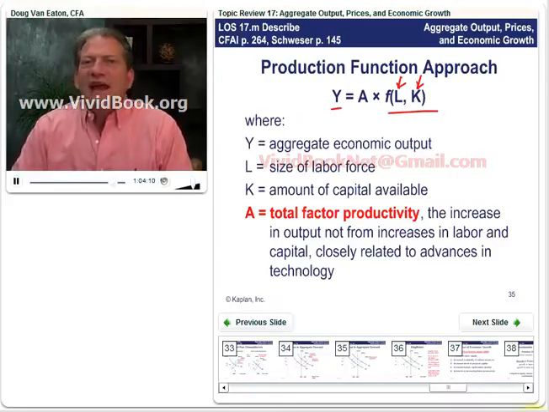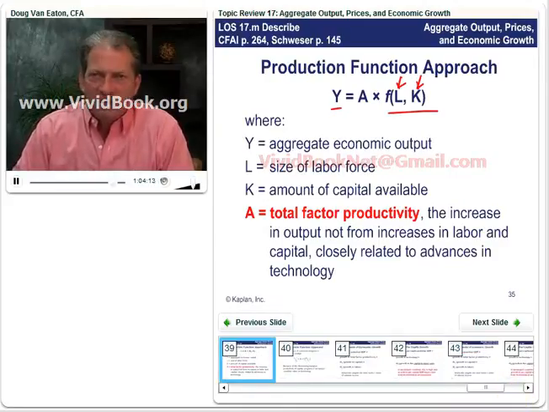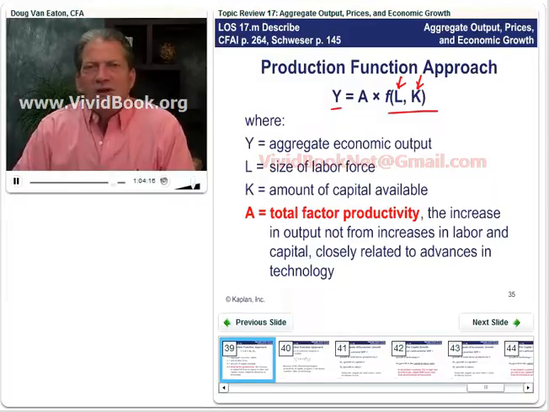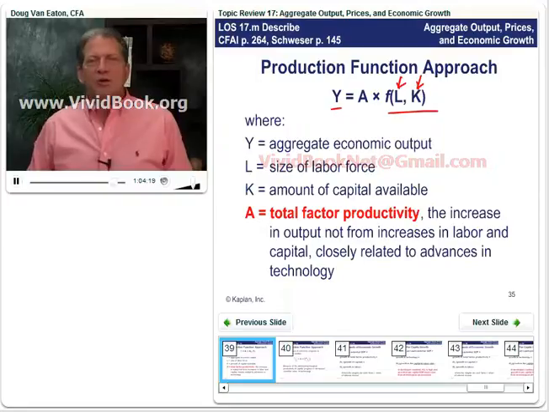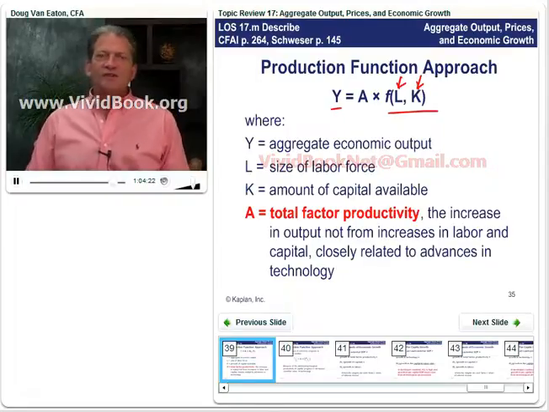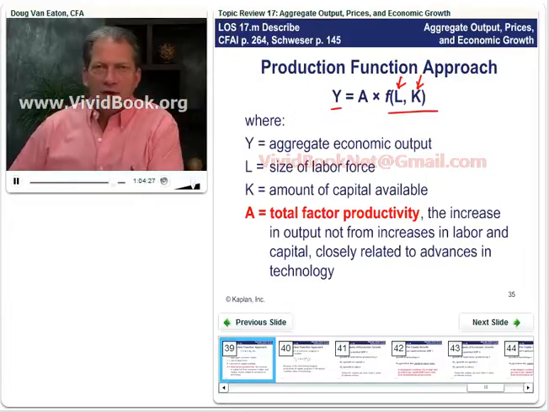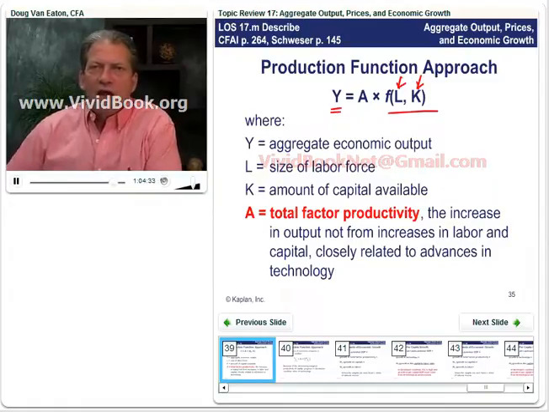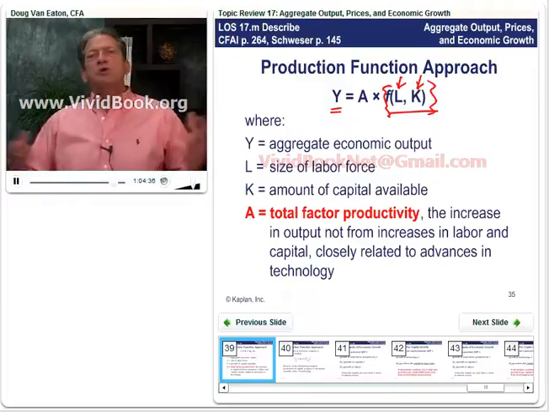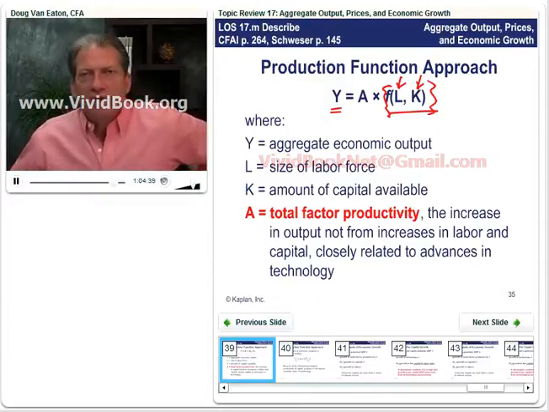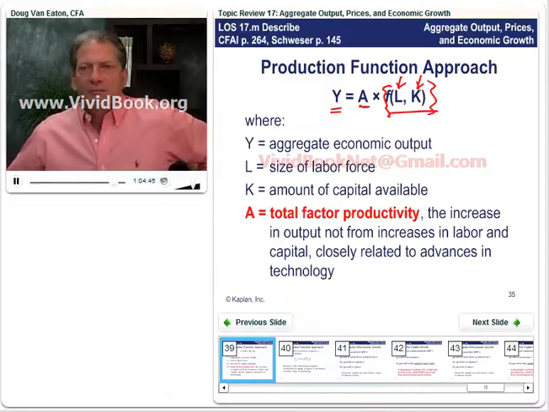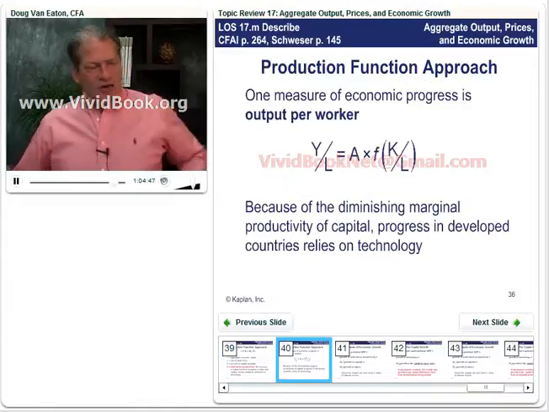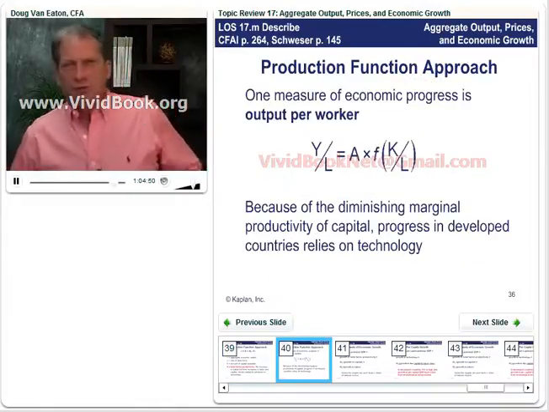And then we've got that A term, that's total factor productivity. The increase in output above what we got from increasing labor and increasing capital. So advances in technology would certainly end up in that multiplier, total factor productivity. So total output equals the output based on this production function for labor and capital as its two inputs, and this multiplier, total factor productivity. Okay, that was straightforward.